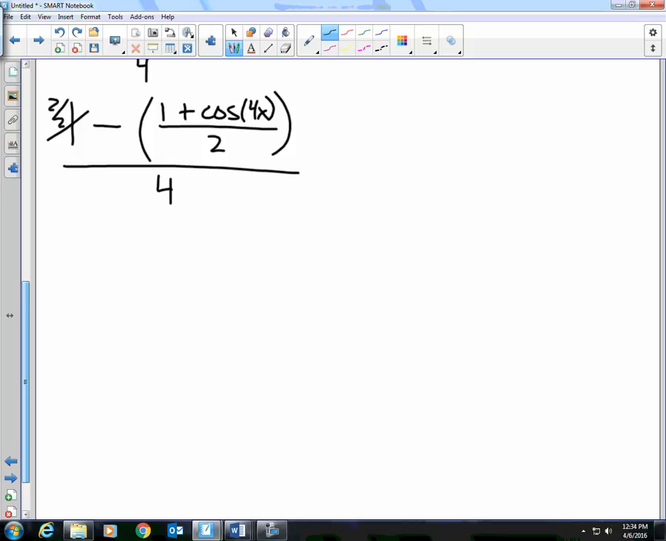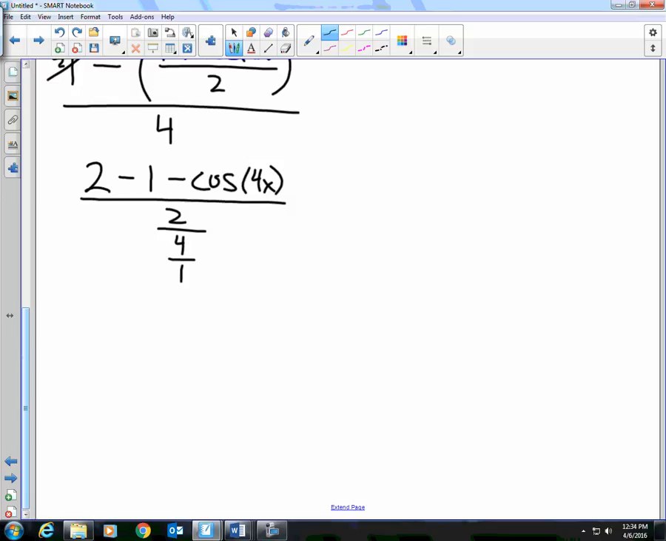And I get 2 minus 1. I'm going to distribute my negative sign all the way through. Minus cosine of 4x, all over 2, all over 4 over 1. Can I combine any terms together? 2 and 1, so I get 1 minus cosine of 4x divided by, multiplied by the reciprocal, and it's divided by 8.